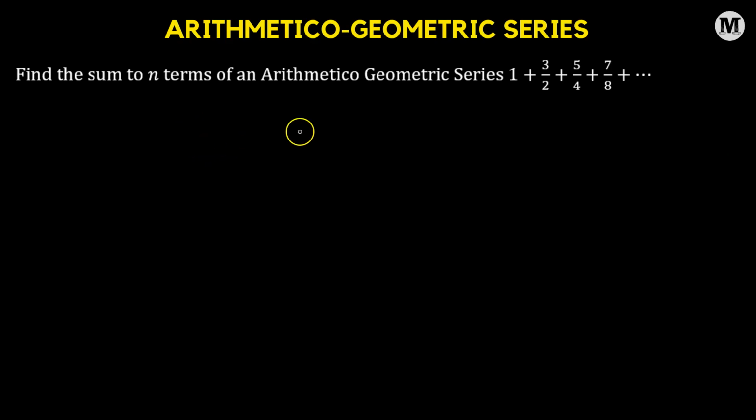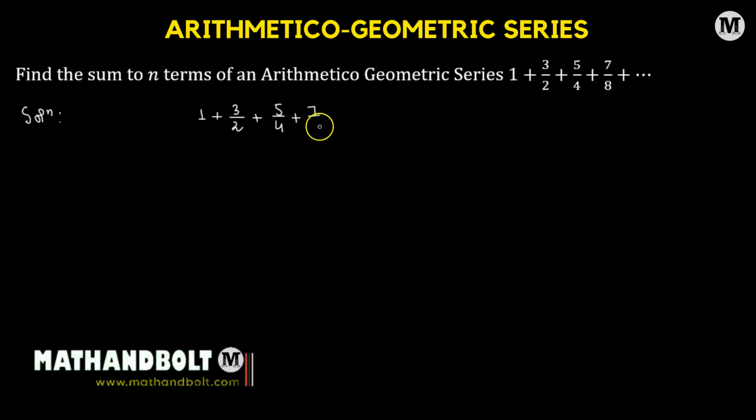Find the sum to n terms of the following Arithmetico-Geometric series. Okay, let us begin. So here we have an Arithmetico-Geometric series where the first term is 1, followed by the second term given by 3 over 2, added to 5 over 4 plus 7 over 8.